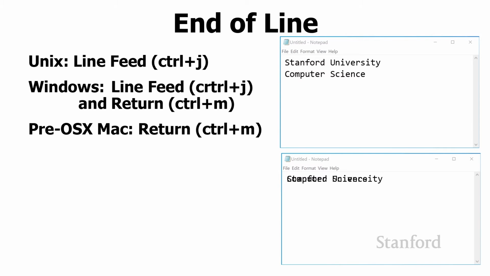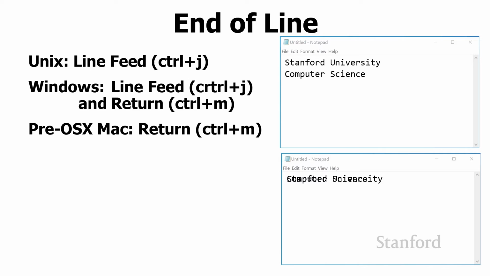Microsoft Windows assumes that you need to perform both operations. You need to perform a Control J operation to shift down to the next line, and you need to perform a Control M to move to the start of the current line. Unix just uses the line feed, just a Control J, and pre-OS X Macintosh just used the carriage return, a Control M.